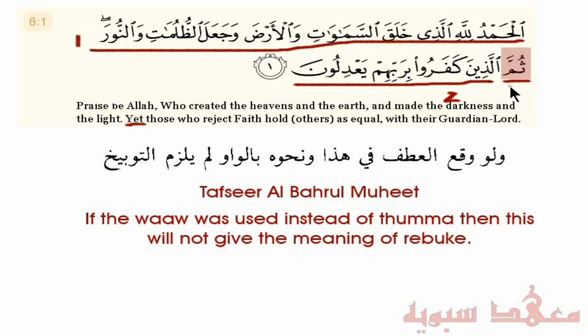So Allah subhanahu wa ta'ala in this verse is condemning those who disbelieve and those who set partners with Allah subhanahu wa ta'ala. It's highlighting the great distance between the praise of Allah subhanahu wa ta'ala, the one who created the heavens and the earth and created darkness and light, and he has no partners in doing this. Yet, and I'm using this translation here, yet those who reject faith, الذين كفروا بربهم يعدلون, or they hold others as equal with their Rabb, with their guardian Lord.